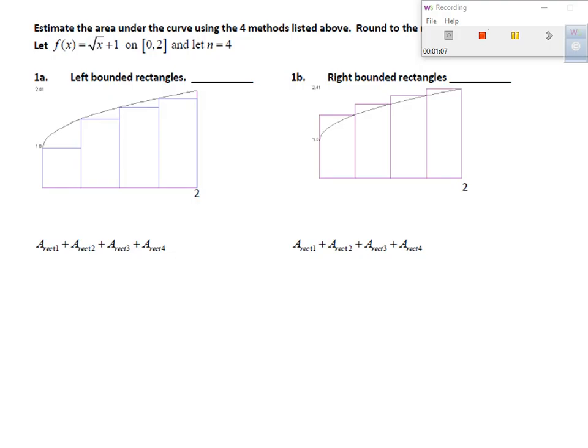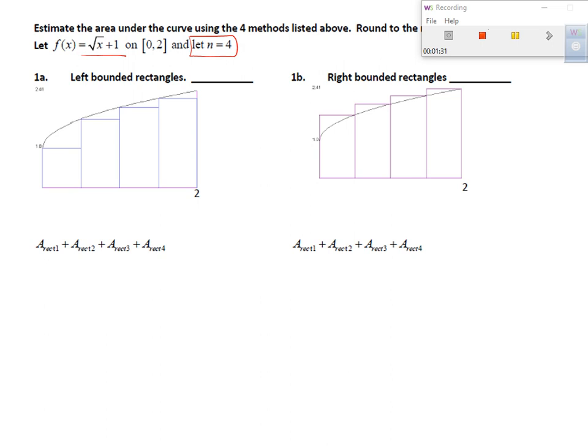So come over to your number one. Picture what we have going on here. I've given you the curve f of x equals the square root of x plus 1. And I blocked off a certain interval, 0 to 2. And what I'd like to do is put four rectangles under that curve. So hence the part that says let n equal 4. Four rectangles.